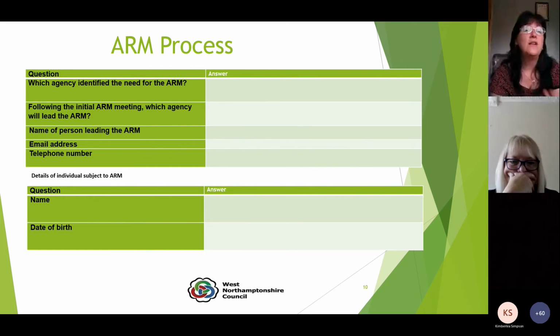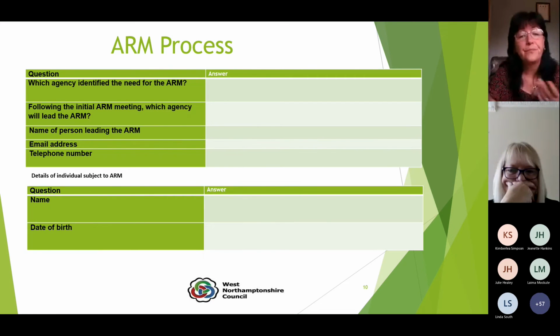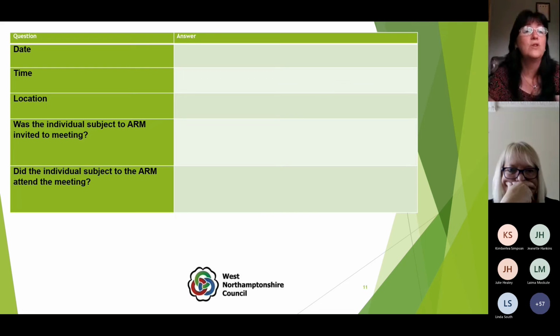So as a chair, you need to make sure some of these questions are identified. The name of the person leading the ARM, so that would be you as the chair. And again, I know this is really simple, but your email address, your telephone number, because sometimes people might need to come back to you about some of the information. So it's really important that information is recorded. Make sure you've got the details of the person who's subject to the ARM.